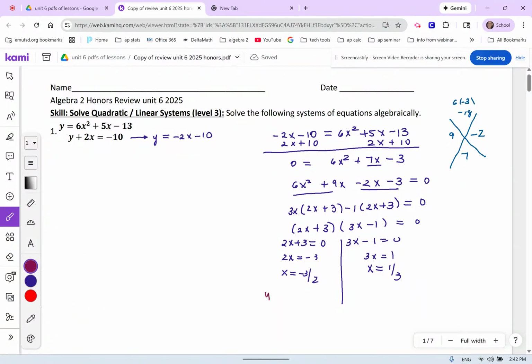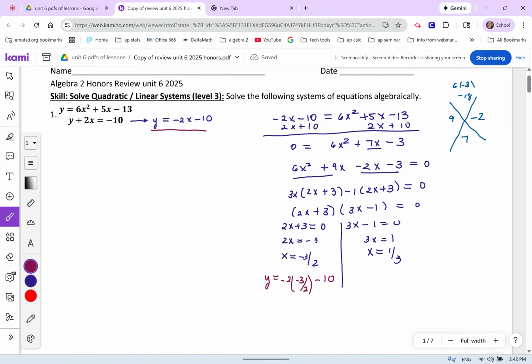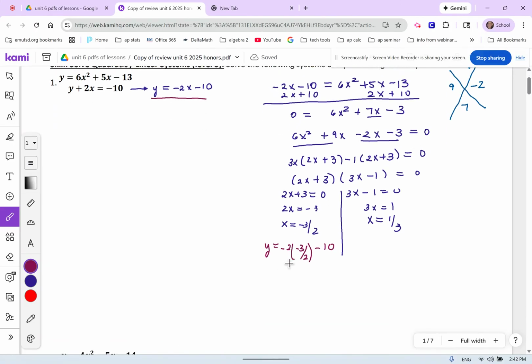So I'm going to take the linear equation where I isolated the y, that's the easiest one to use, and when I do that, I get positive 3, because that's 6 over 2 minus 10, or negative 7. So I know that one solution is negative 3 halves, comma, negative 7.